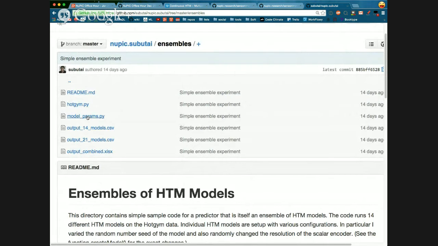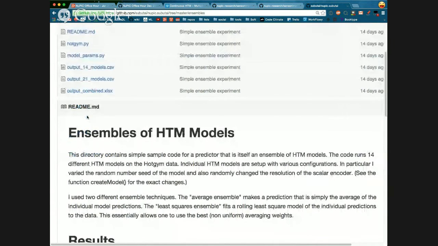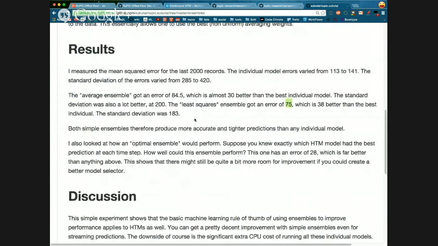And did the standard deviation go down as well? Yeah, normally the standard deviation of the errors were between 285 to 420. The average ensemble went down to 200, and the least squares ensemble went down to 183. That's great. That's a big improvement. So it's quite a bit better than any of the individual models.